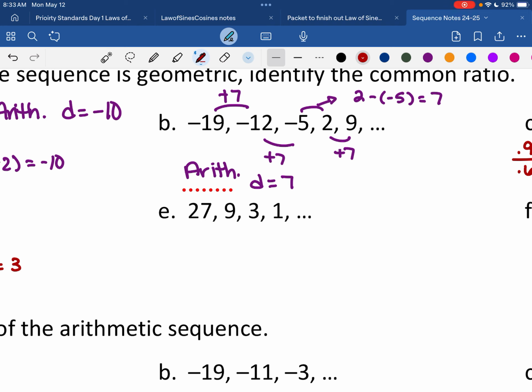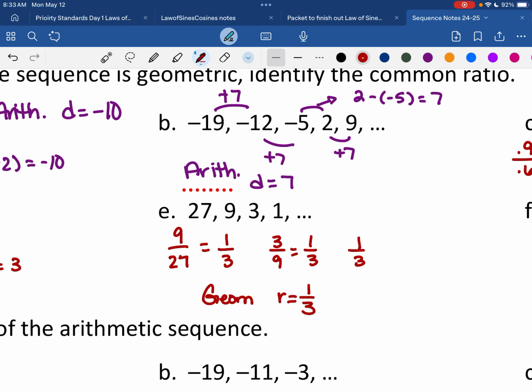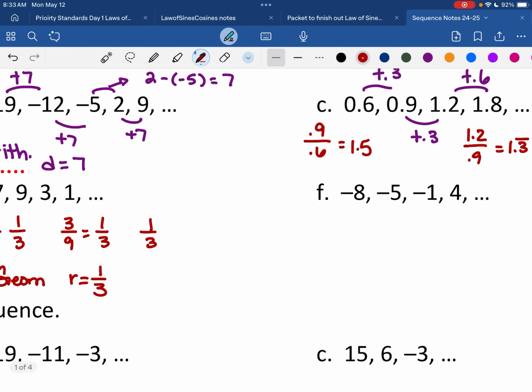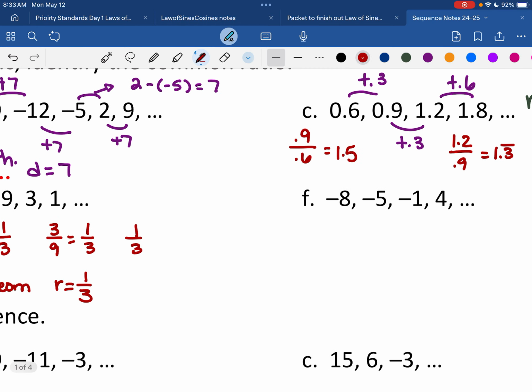So I'm going to take the second number divided by 27 equals 1/3. And it has to be a fraction. 3 divided by 9 equals 1/3. And 1 divided by 3 obviously equals 1/3. So this is geometric, and my r equals 1/3. Division is multiplication. And last but not least, are the numbers going up and down by the same value?